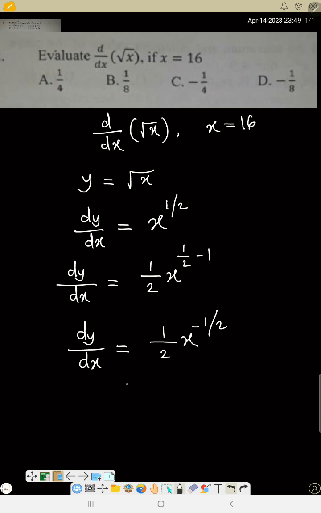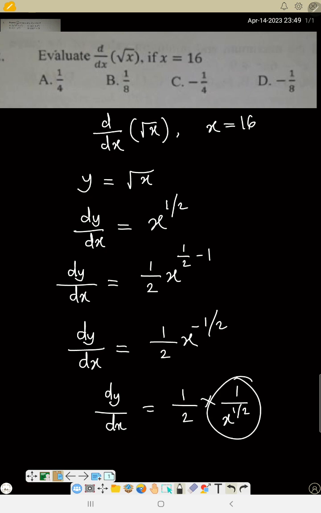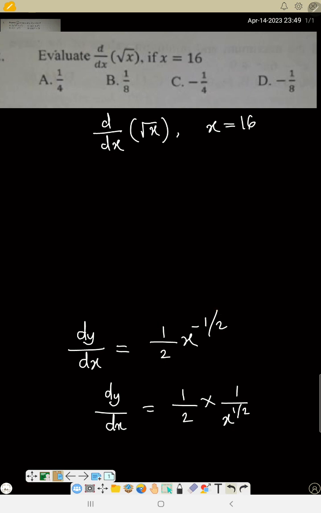Now this is the same thing as 1 over 2 times 1 over s raised to power half. Because of this minus, I can have 1 over. So what is s raised to power half? You can change it back to root s. That means dy over ds is equal to 1 over 2 times 1 over root s.